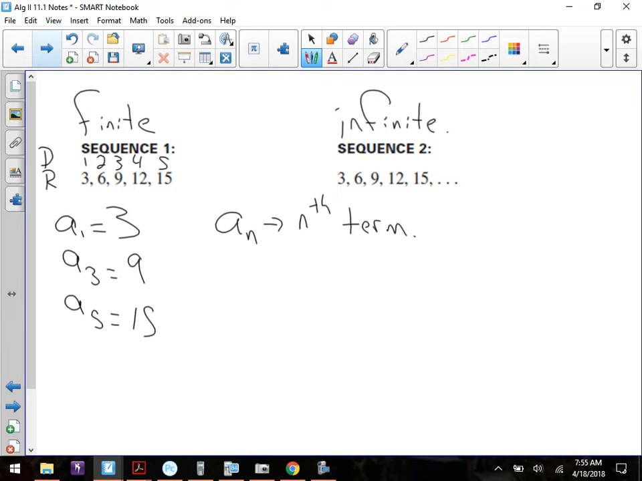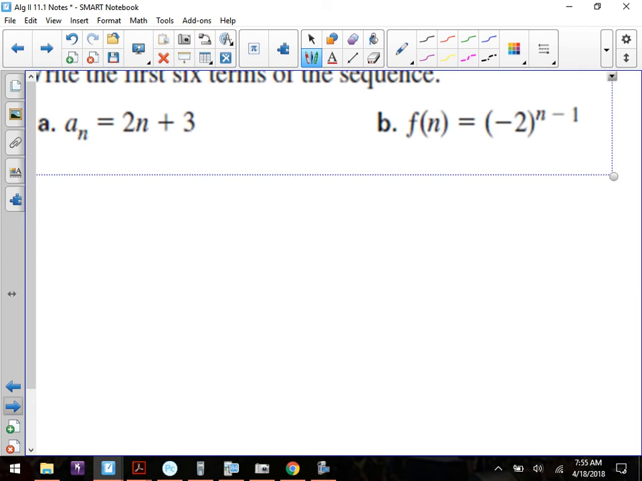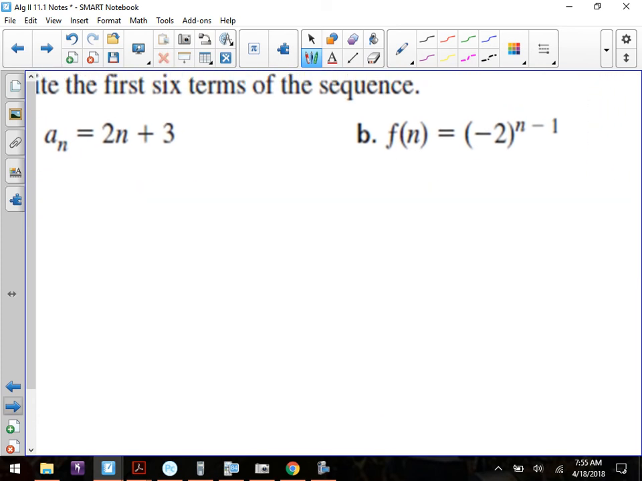What we'll be able to do then is take these values within sequences and figure out specific terms. A lot of times when you're looking at the first terms within a sequence, there's a couple ways of doing this. If you're looking at the first 6 terms of a sequence, where a sub n is 2n plus 3, that means you're putting in 1, 2, 3, 4, 5, and 6 for n.